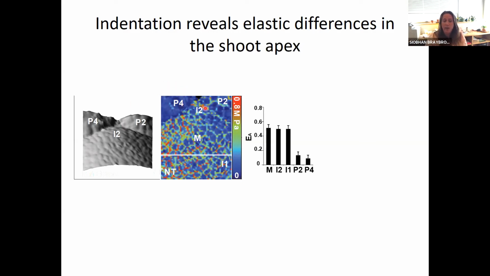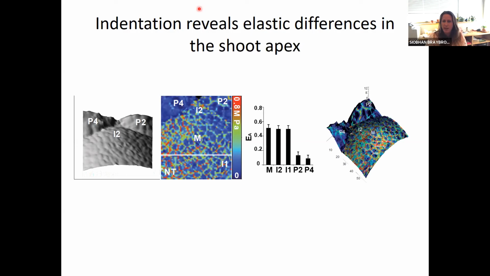So we can use AFM in this way to get quantitative measures of cell wall elasticity within a tissue, but also actually at cell levels. And I think Charlie and I will both show you some examples of that at the end if we have time.